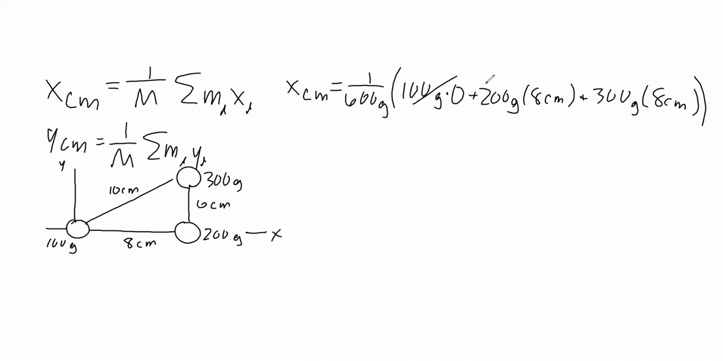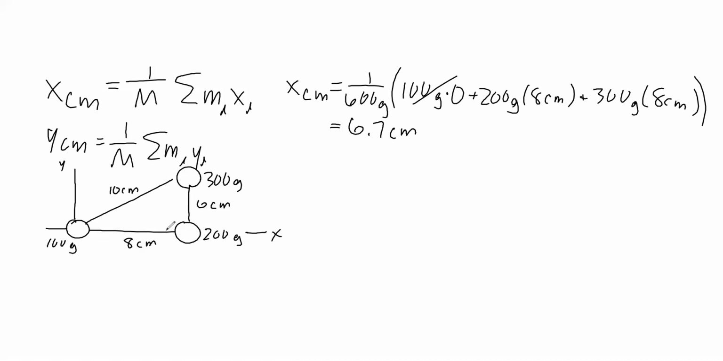obviously the 100 times 0 goes away, and 200 times 8 is 1600. 300 times 8 is 2400. Those add to 4,000. So you get 4,000 divided by 600, which reduces to 40 over 6, or 20 over 3. Either way you do it, you get about 6.7 centimeters. It's 6 2/3 as a mixed number, but rounds to 2 sig figs, 6.7.